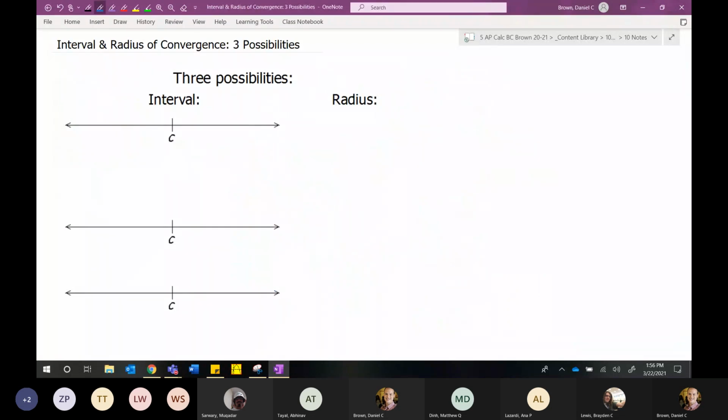So, lots of vocab today. When it comes to the interval of convergence and the radius of convergence, all power series are going to have 3 options. Your first option is that the radius of convergence can be equal to a number. Those are the ones that require the most work to get the final answer. You could have a radius of convergence that is infinity. Or you could have ones where the radius of convergence is equal to 0.